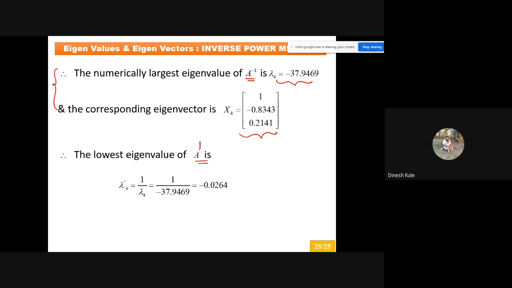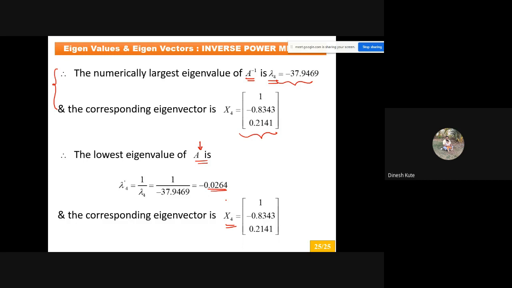If lambda 4 is the eigenvalue of A inverse, then what will be the eigenvalue of matrix A? 1 upon lambda. But in both cases, for A inverse and for A, your eigenvector will remain the same. So in this case you do not have to reverse the entries of x4. That x4 will remain the same. Your eigenvector will remain the same for matrix A also, for A inverse also. I will tell you the proof also of why this vector will remain the same.